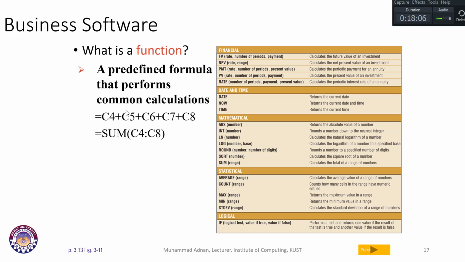And then we have some built-in functions that you can use in order to perform a specific calculation. A function is a predefined formula that performs a common calculation. For example, if you are adding the content of cells C4, C5, C6, C7 and C8, you write C4 plus C5 plus C6 plus C7 plus C8. But the sum function will perform the same task if you pass these two arguments separated by colon. So the data from C4 up to C8 will be added and replaced by this sum function.